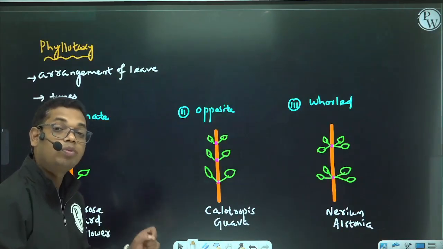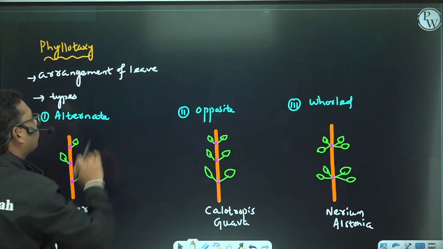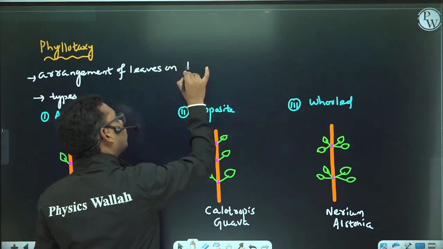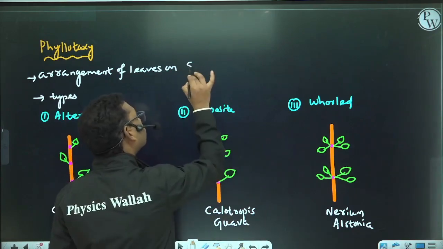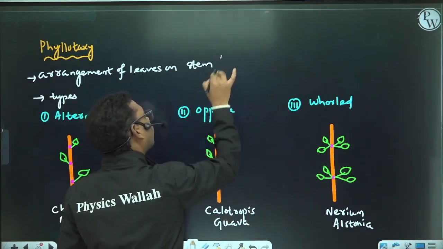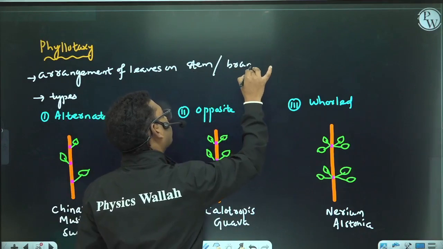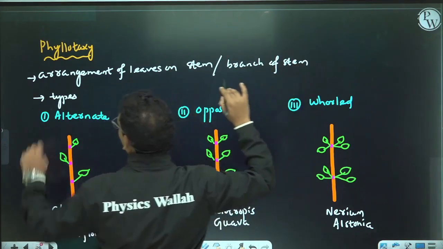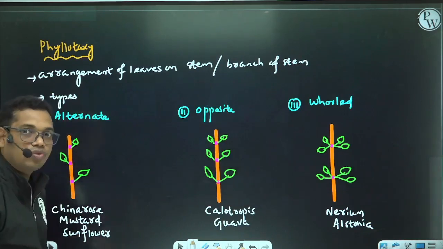the stem or the branch of stem is called as phyllotaxy. Arrangement of leaves on stem or branch of stem is called as phyllotaxy, and the phyllotaxy is of three types.